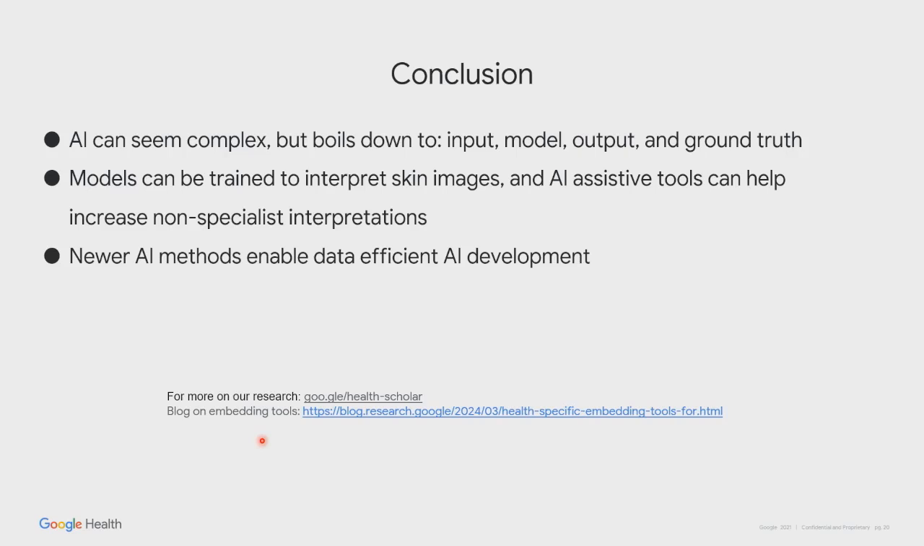And if you create AI assistive tooling based on these models, you can actually help increase non-specialist performance in randomized studies. Now, newer AI methods can enable much more efficient ways of developing these AI tools, and we have a few of these things available for researchers to use.